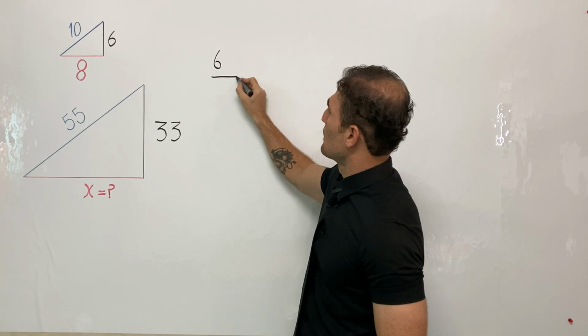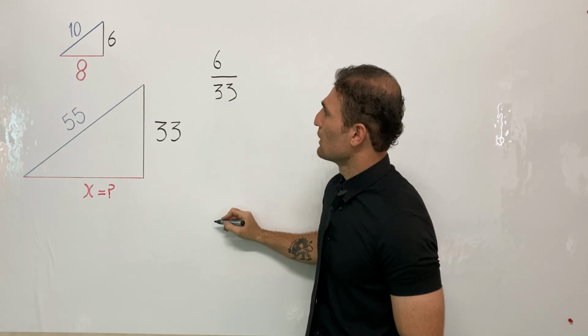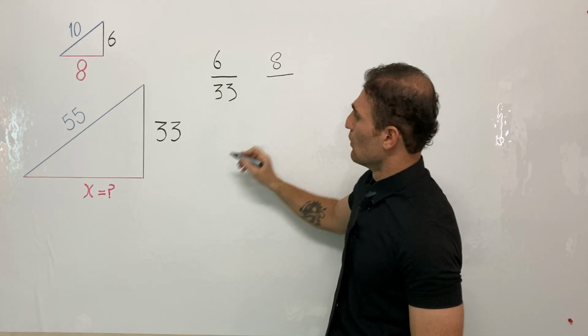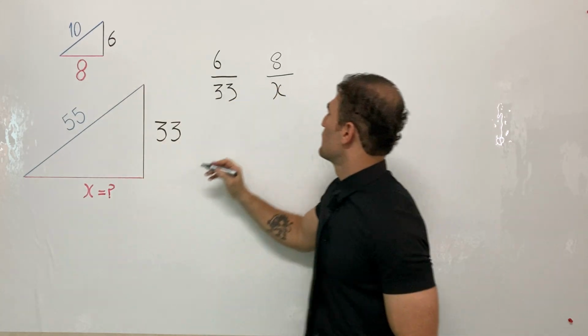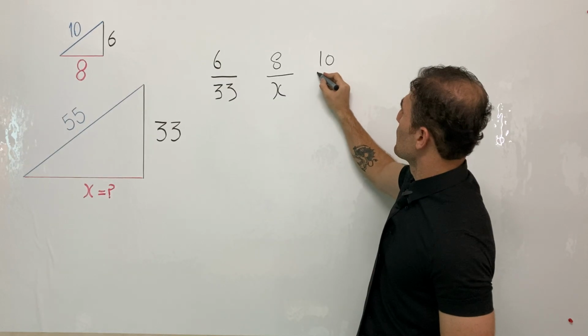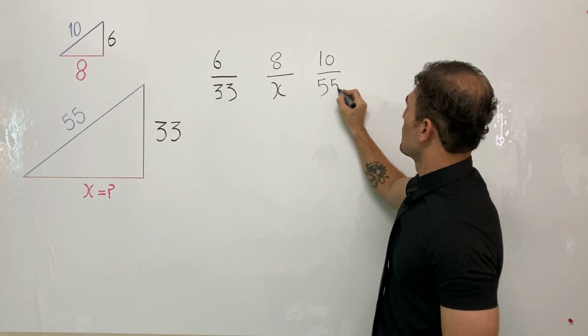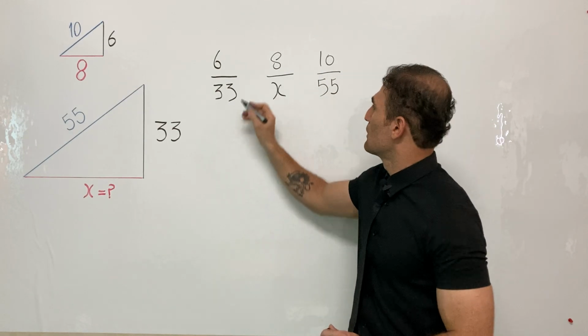6 over 33. Next one, 8 over x. Last one, 10 over 55. All ratios must be equal.